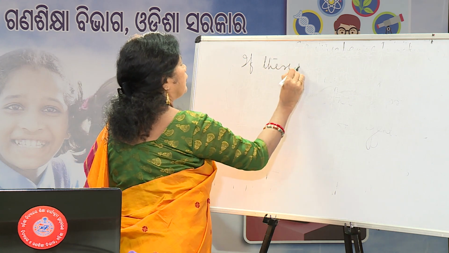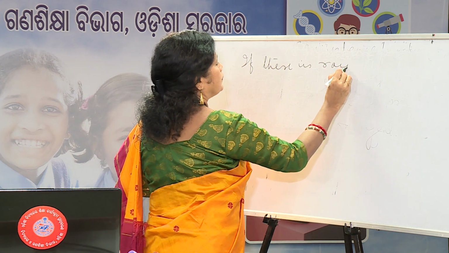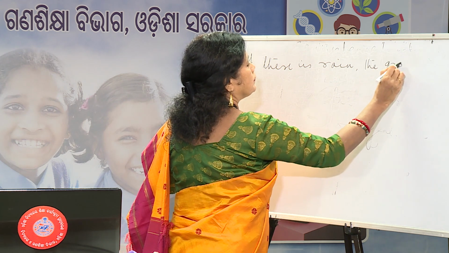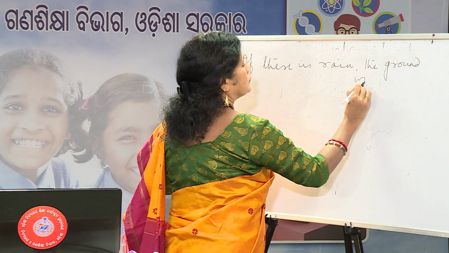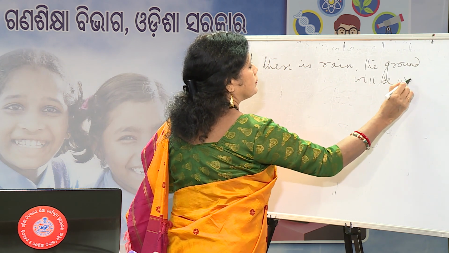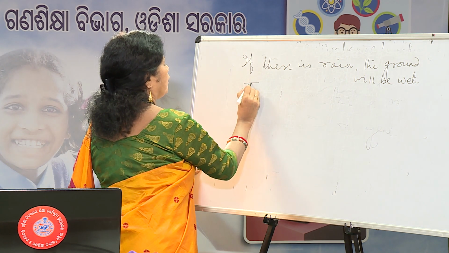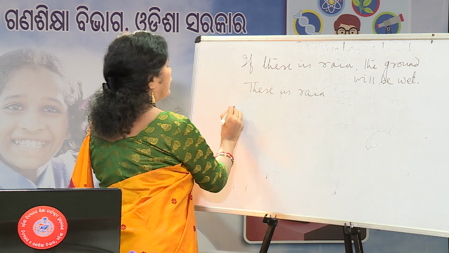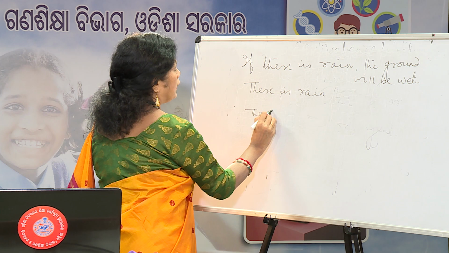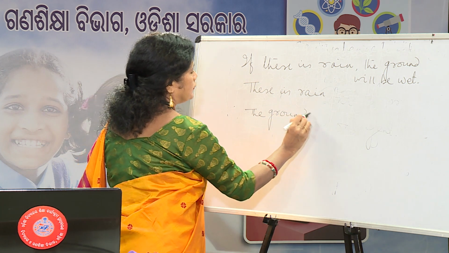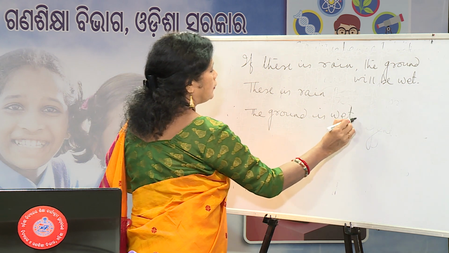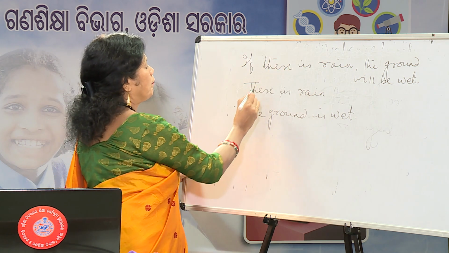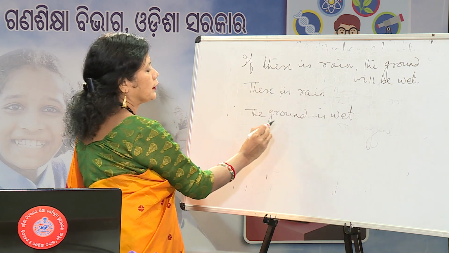If there is rain, then the ground will be wet. Minor premise: there is rain. Therefore, the ground is wet. This is your argument. If there is rain, then the ground will be wet. This is the major premise. The minor premise is there is rain, therefore the ground is wet.